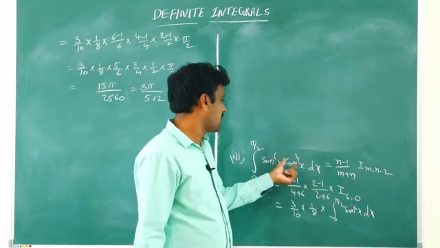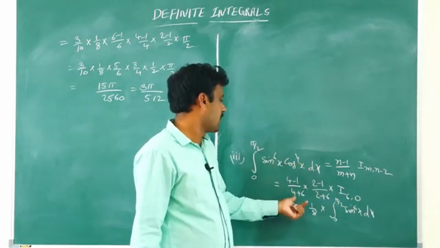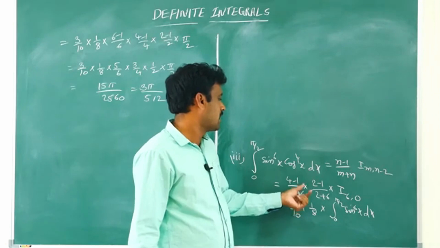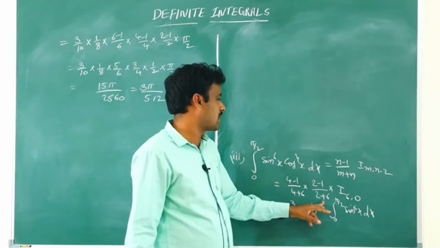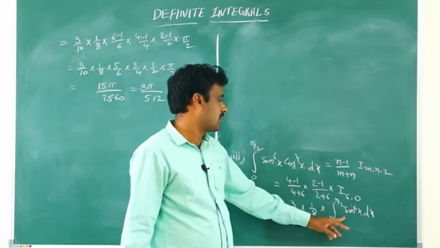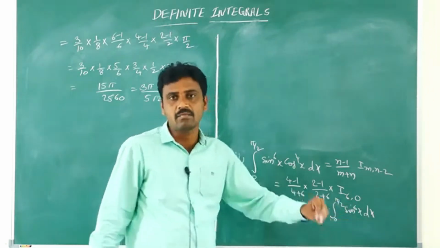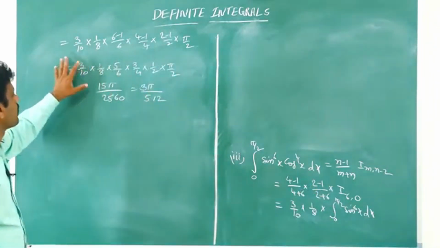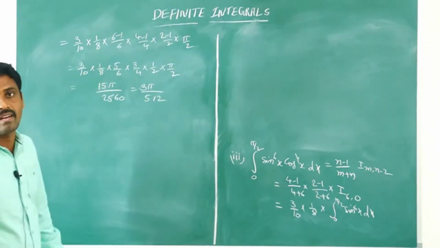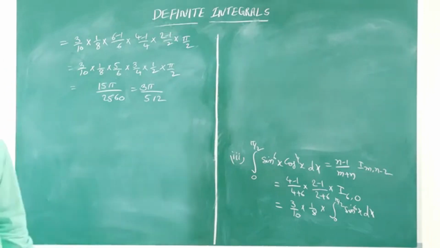Here m is 6, n equal to 4. 6 minus 1 by 4 plus 6, I 6 comma 2. Next, 2 minus 1 by 2 plus 6, I 6 comma 0, that is I 6 comma 0, sin power 6. Sin power 6 means n minus 1 by n, I n minus 2. The formula applies. Okay, that is 3 pi by 512.